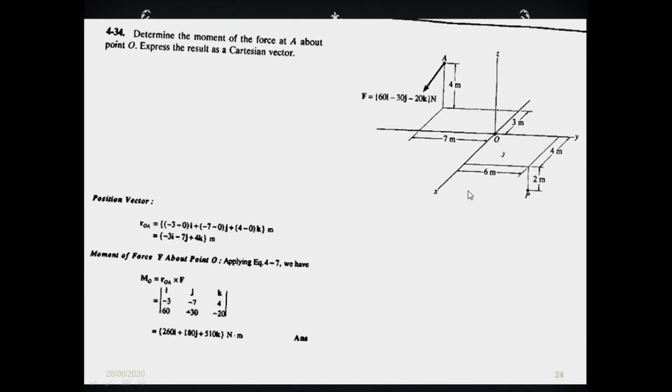Let's go to another numerical. Determine the moment of the force at A about point O. Express the result as a Cartesian vector. Okay.